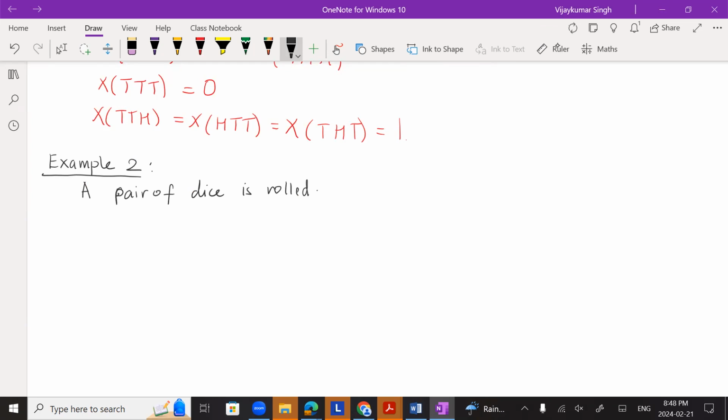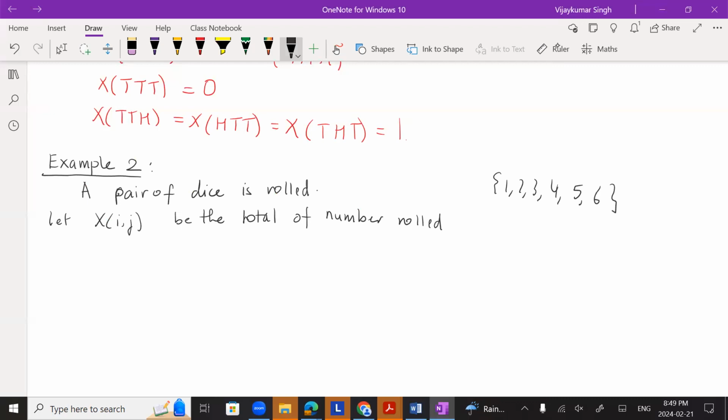Okay, so let X_ij be basically the total of the numbers. I mean, dice; we are assuming the standard definition of dice. So we have 1, 2, 3, 4, 5, 6. That is the outcome of one of the dice, right? So both the dice have outcomes coming from one to six.